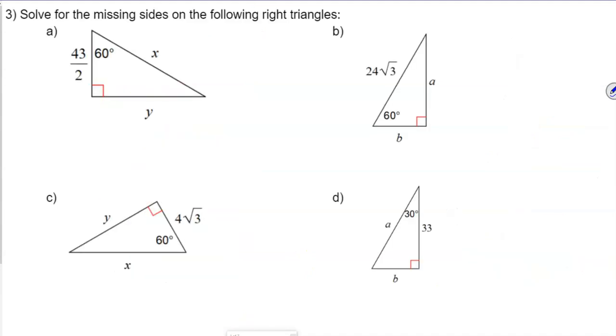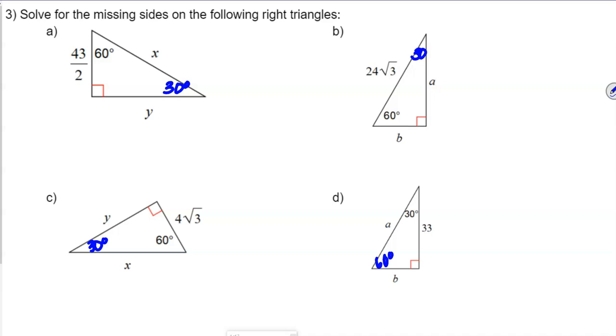All right, so the next one, and look, during the test, you guys are going to have to differentiate these. You're going to have to notice that it's a 45, 45, 90, a 30, 60, 90, or just a regular right triangle, okay? So this is 30 here. This is 30 here. Because again, those two angles have to add up to be 90, right? This one's 30, and this one right here is 60, okay?